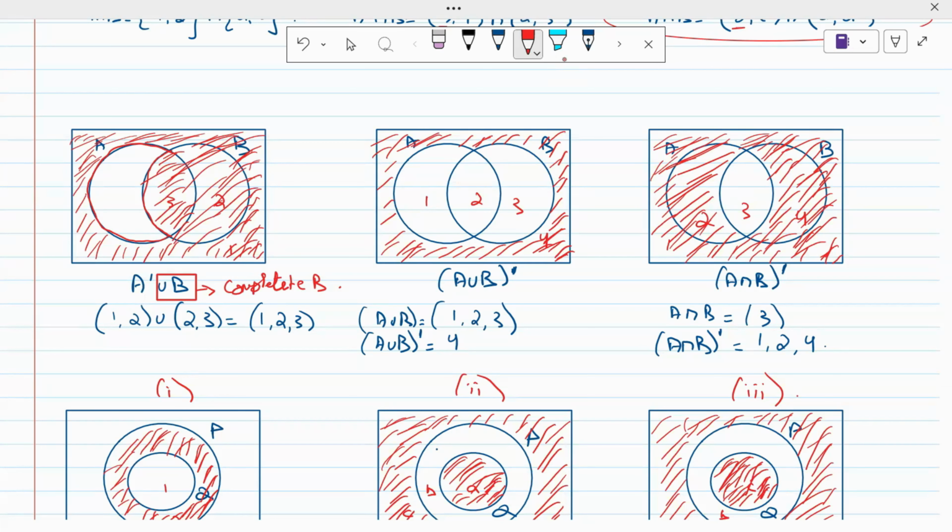So you see, in the second part, it's A union B whole complement. So what you do is, A union B means combine A and B together, and whole complement means now remove them from the complete universal set. So A union B means you first combine A and B, and remove from universal.